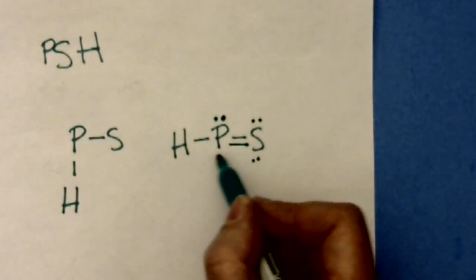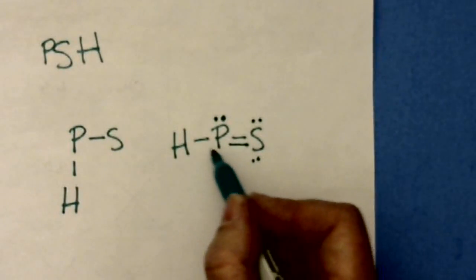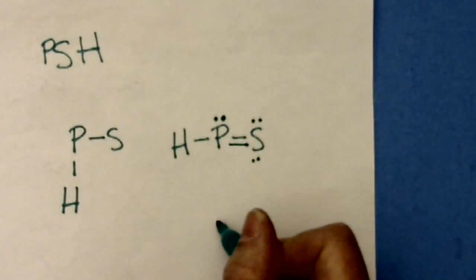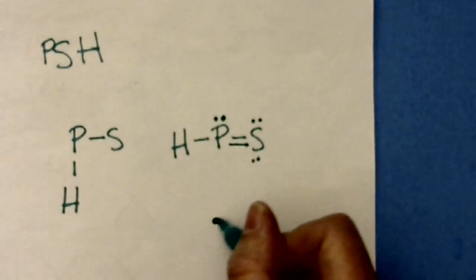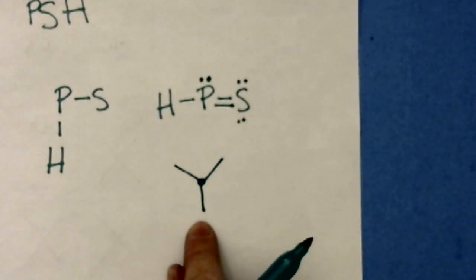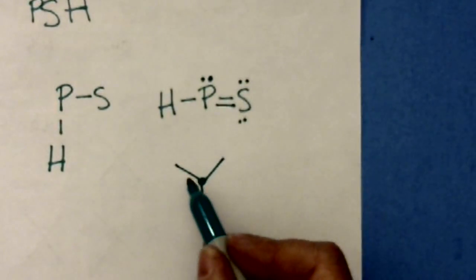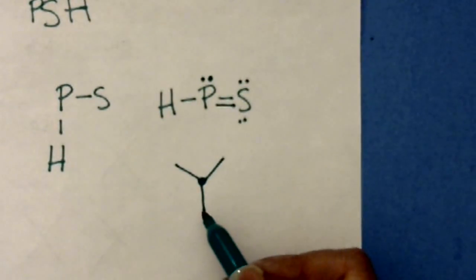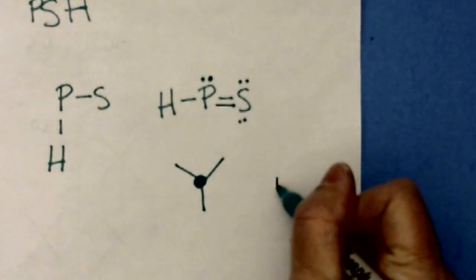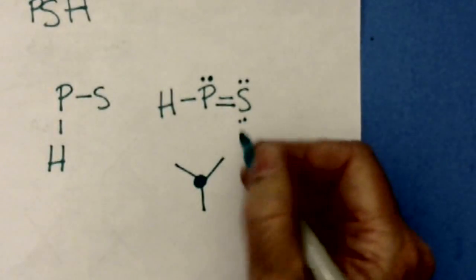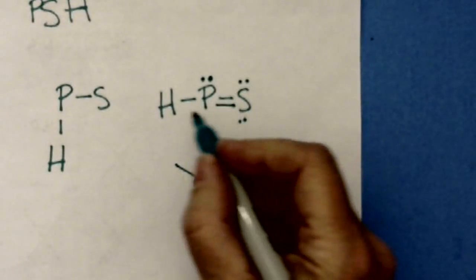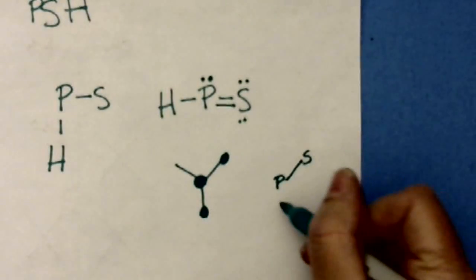Now I have to find the center atom, phosphorus, and count how many groups. 1 group, 2 groups, 3 groups. So for 3 groups, I have to remember the generic shape for 3 groups. That's this generic shape. So remember, you need to memorize this generic shape. And these are 120-degree angles, and it's flat. All right? So in the middle, I have phosphorus, or I could just put P. I have sulfur at one end, and I have hydrogen at another end.